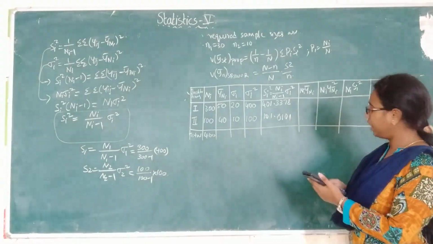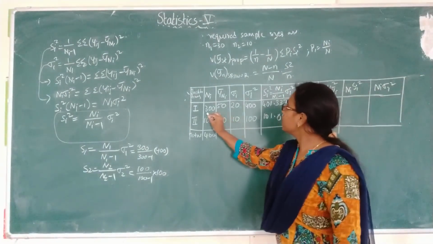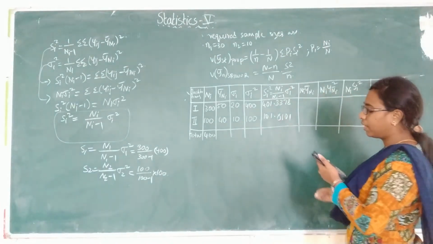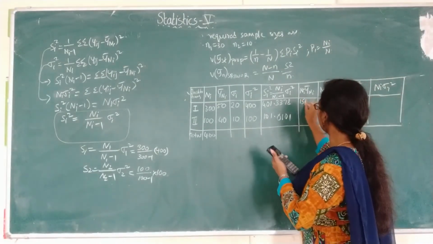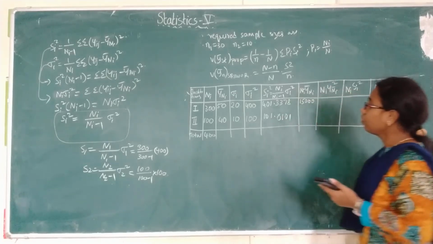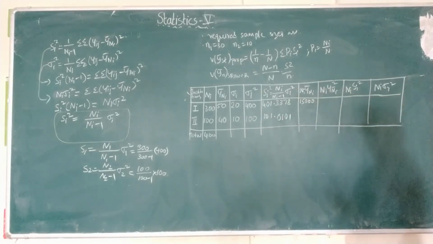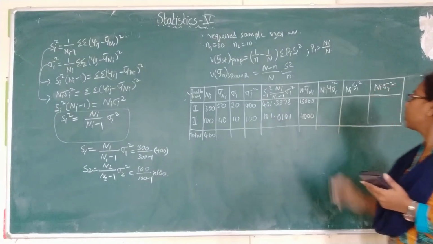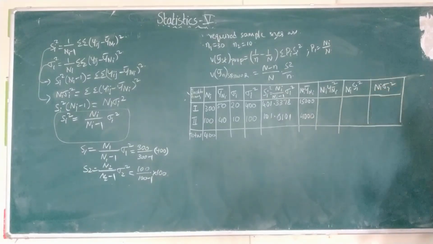Next, Ni into Yi bar. So 300 into 50, you will get 15,000. Next, Ni is 100, so 100 into 40 is 4,000. So now you have got Ni into Yi bar.